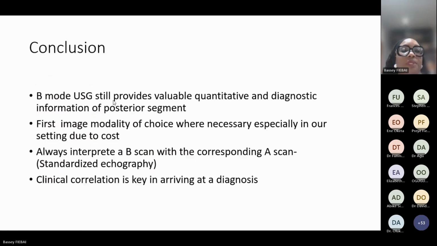So in conclusion, B-mode ultrasonography still provides valuable quantitative and diagnostic information of the posterior segment. For me, I would recommend it as the first imaging modality of choice, especially in our environments, because of the reduced cost. It's important to always interpret the B scan with the corresponding A scan to give you the accurate information that you require. Always remember that you must correlate your clinical findings with the scan to be able to arrive at a diagnosis and treat the patient appropriately.